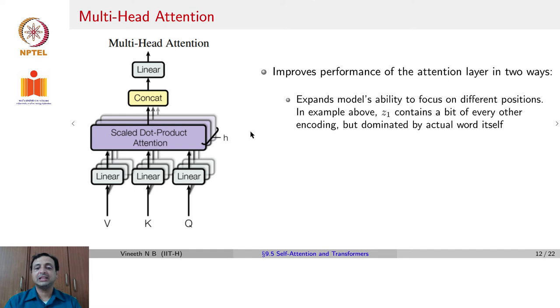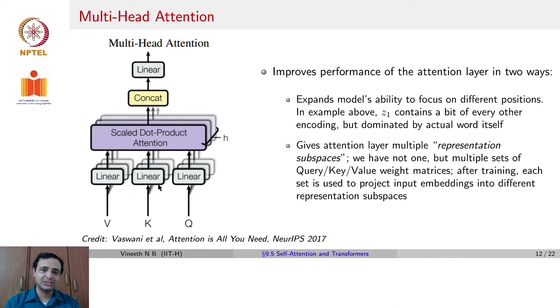How does this help? This expands the model's ability to focus on different positions. So different WQ, WK, and WV weight matrices could help the model focus on different parts of the sentence, which could together enrich the processing of the current word. Secondly, it also gives our self-attention layer a sense of multiple representation spaces instead of choosing only one set of weight vectors. And getting these different representation spaces and then concatenating them and sending them through a linear layer gives us better performance at the end. This part of transformers is known as multi-head attention.